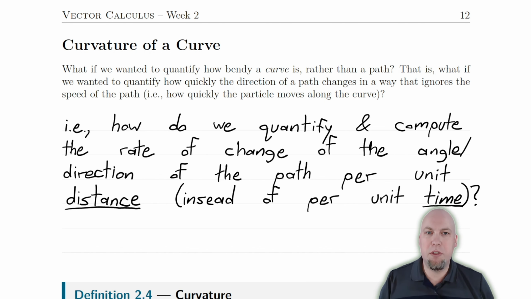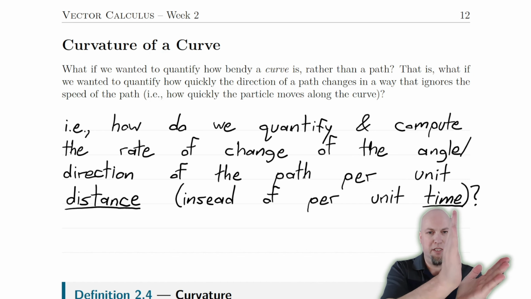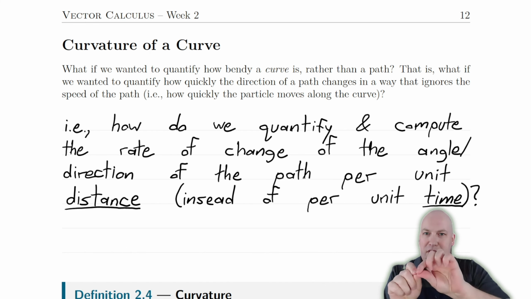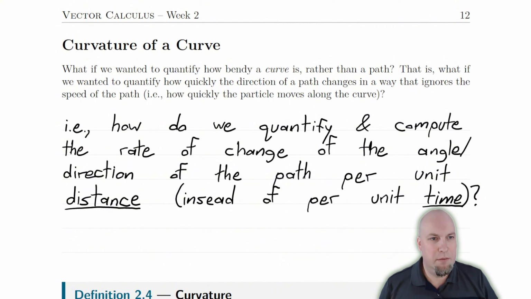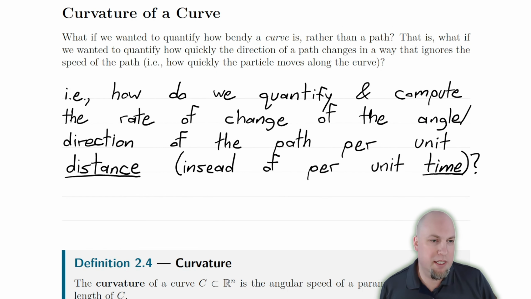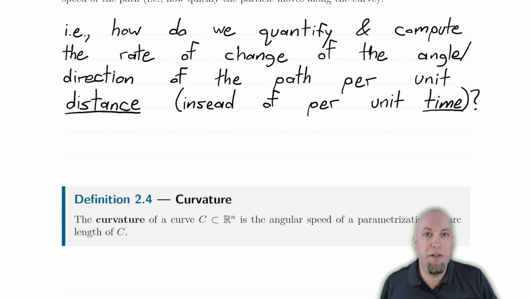We're going to do the same sort of thing here, except instead of saying, okay, if time changes a little bit, how much does the angle change? We're going to say, okay, if the distance along the curve changes just a little bit, how much does the angle between them change? In other words, we're going to be measuring the instantaneous rate of change of the angle between the velocity vectors or tangent vectors per unit of distance that's traveled instead of per unit of time that's gone by, like in the previous lecture video.